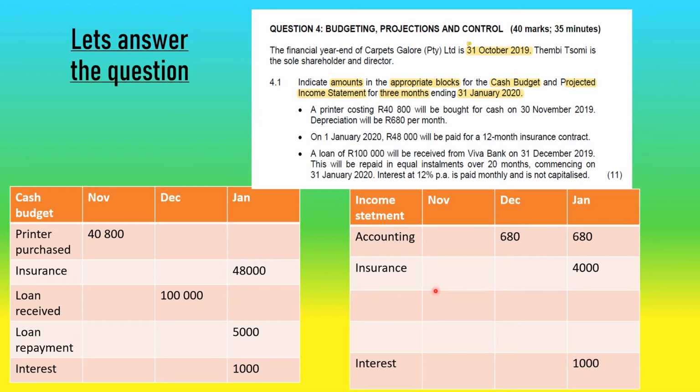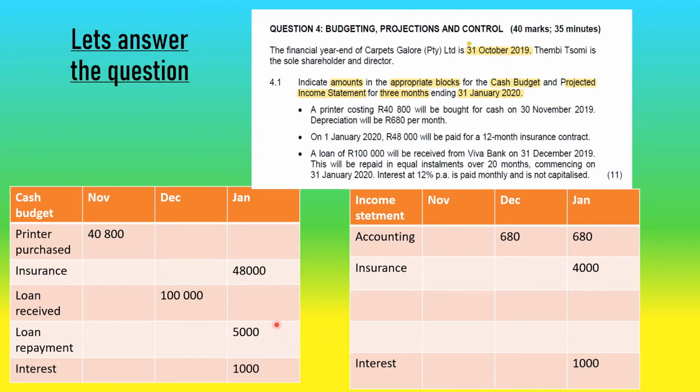Think about your journal entries. When you receive a loan, you would say debit bank, credit loan. Both are on your balance sheet. Nothing goes on your income statement. Thereafter, it says this will be repaid in equal installments over 20 months. Okay, so now we're paying the loan. And what are your journal entries for paying a loan? Credit bank, debit your loan.